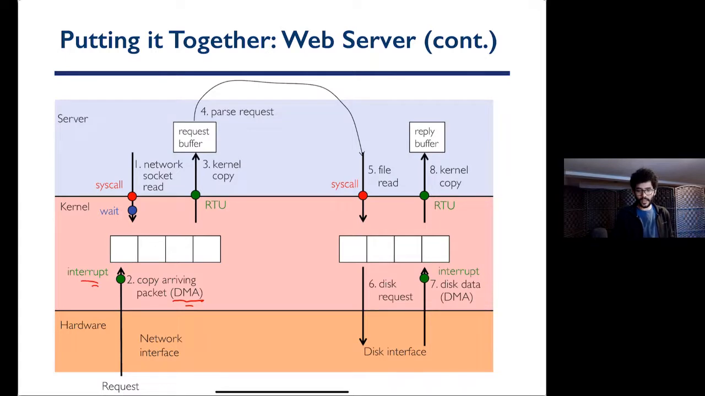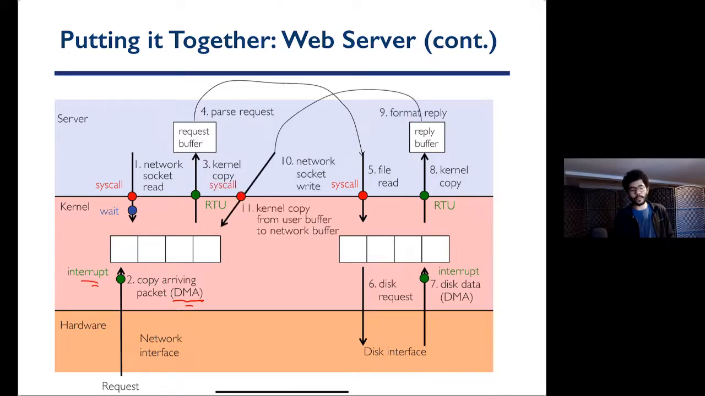Now the user has the data. Now the user wants to send that data to the client. So how does that happen? Well, you call another system call. You call into a network socket write. So you write your data. This is another system call. And eventually that data is DMA to the NIC. And from the NIC, a packet is sent to the network.